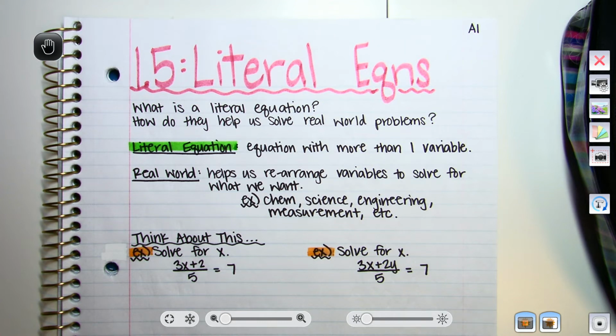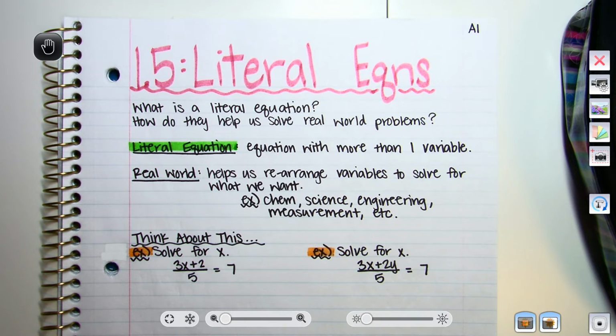Hi everyone, today we're going to be doing notes on section 1.5, which is about literal equations. So go ahead and take a second to pause this video and write this down. All right, so the essential questions for this section are, first, what is a literal equation? And second, how do they help us solve real world problems?